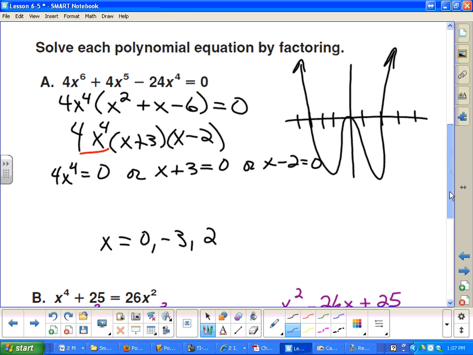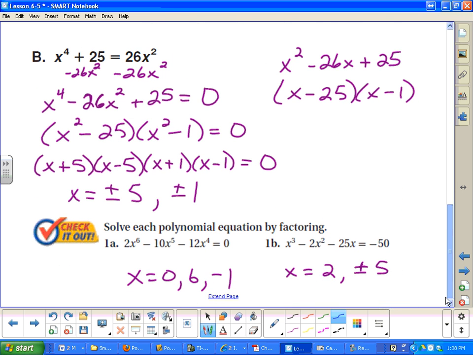Because remember, I could write this as 4 times x times x times x times x. So there's actually 4 factors there. So it has a multiple root there that occurs 4 times because there's 4 factors. When we say x to the fourth, we're saying x times x times x times x. Same when we had this one here, and to check it out, we had x to the fourth down there also. So it has a multiple root.